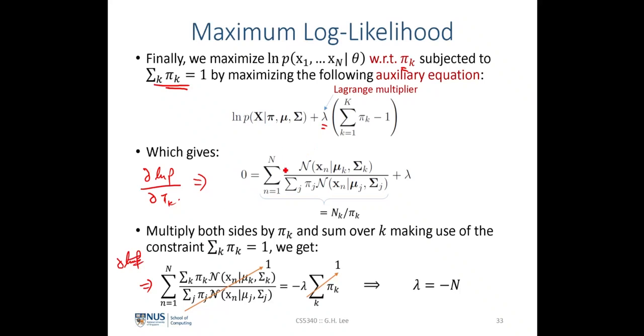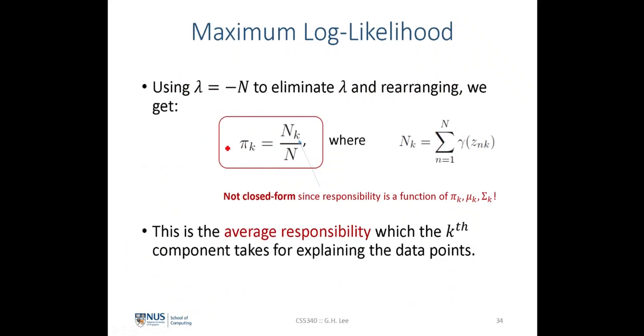Let's collectively call this Lagrangian L. So the del of L divided by del of lambda, equating it to 0, is what we get. So we can solve for lambda and then substitute this back into this equation here. And we can see that the final solution that we get for the mixing coefficient is Nk divided by N, where again this is a function of the responsibility, which is also a function of all the parameters including itself. Hence, it's not a closed form solution. But what's interesting here is that the mixing coefficient is equivalent to the average responsibility that the kth component takes for explaining the data points.